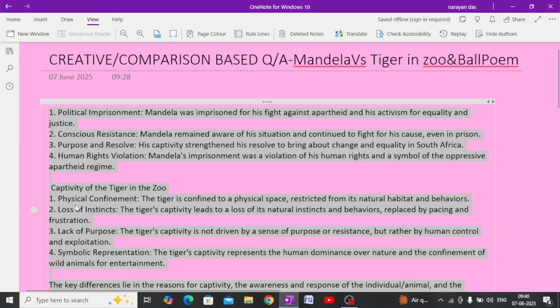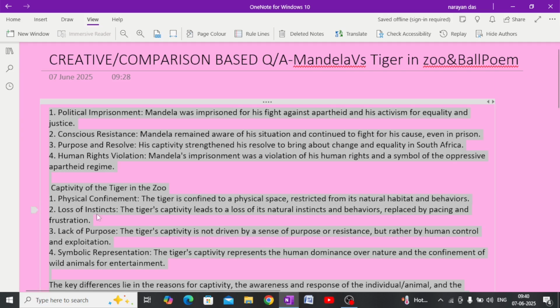Physical confinement. The tiger is confined to a physical space restricted from its natural habitat and behavior. That is, the tiger was captivated in a small concrete cell, and he was taken away from his original home, the forest, and kept in the zoo, which is not original, for the exhibition of humans.